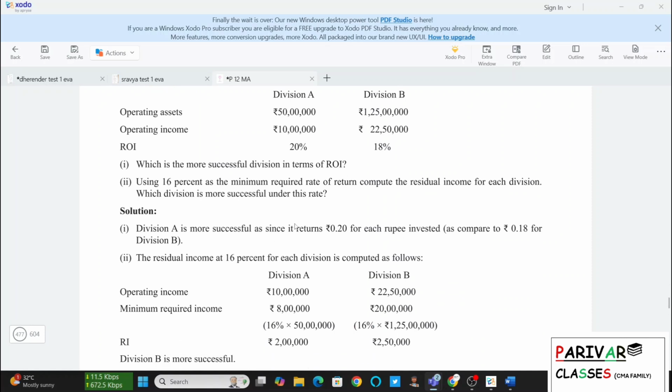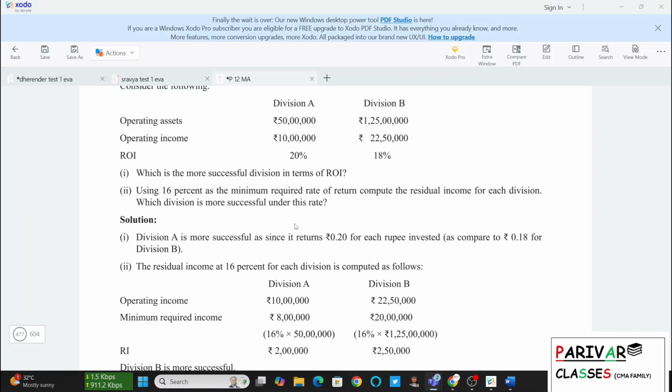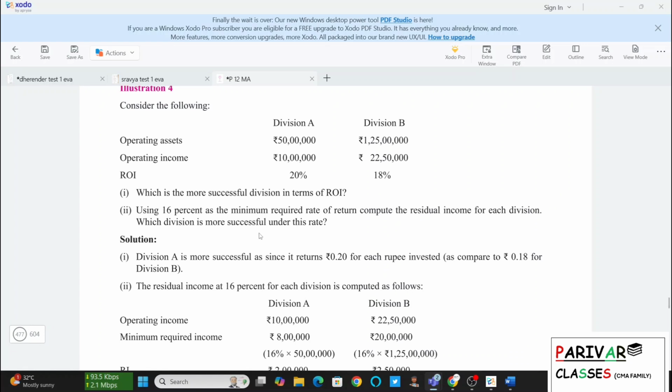Division A is successful. In simple words also you can write, but you will not get 3 out of 3. We may get 2 marks only. So to be on the safer side, we have to interpret. We have to use our creativity.